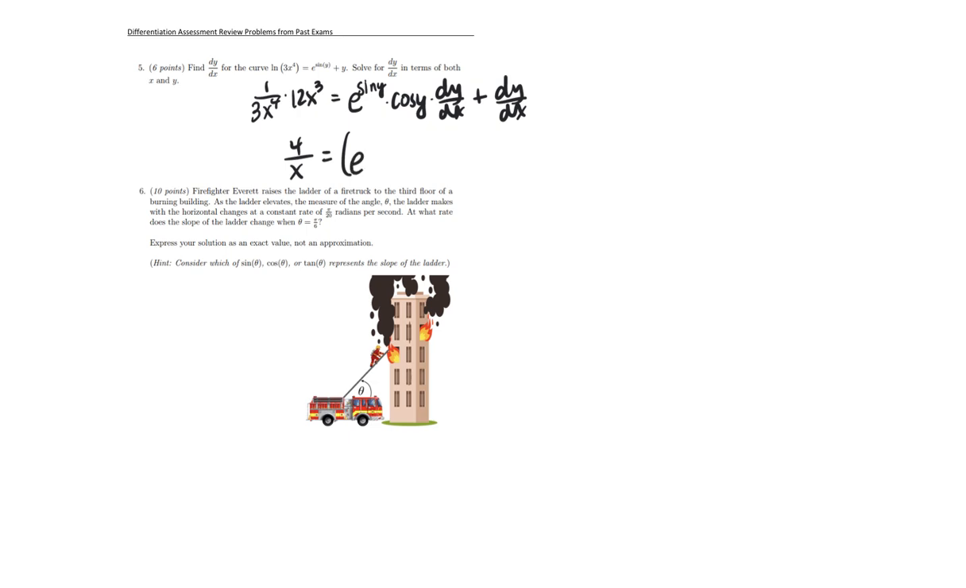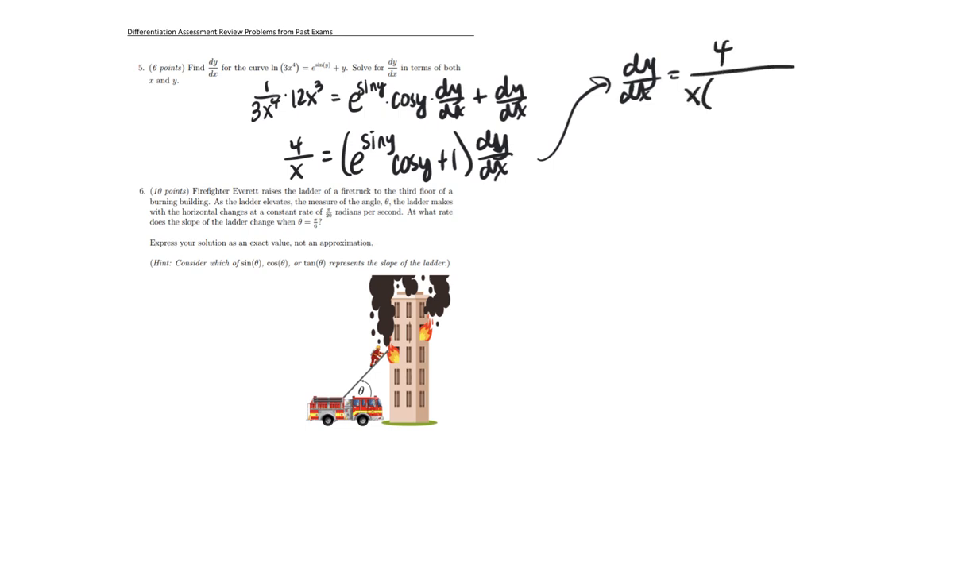I'll have e to the sine y cosine y plus 1 times dy dx. And so if I solve that for dy dx, I get dy dx is equal to 4 over x times e to the sine y cosine y plus 1.